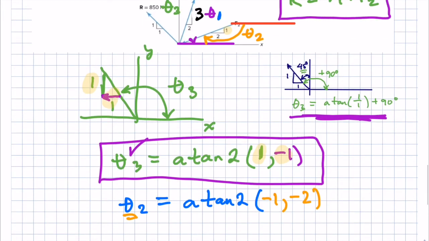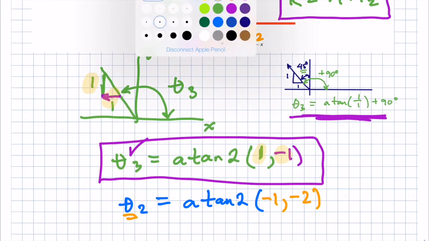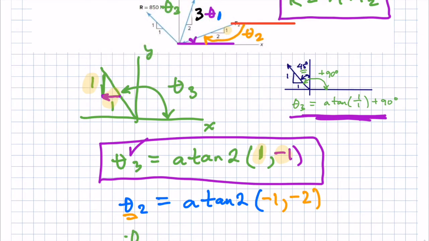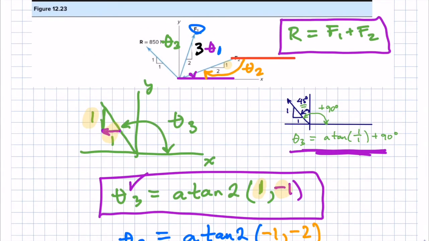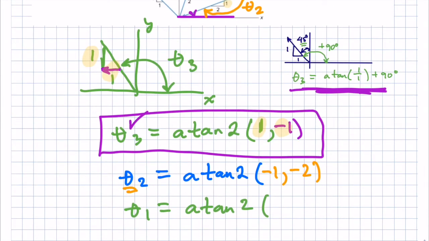And then the last one's pretty straightforward. Theta 1, it's the arctangent 2, 2 meaning it has 2 arguments. We go up 3, in the positive direction, and we go over 2 to the right, which is also in the positive direction. That's the hard part of this problem, in my opinion, getting the thetas right.